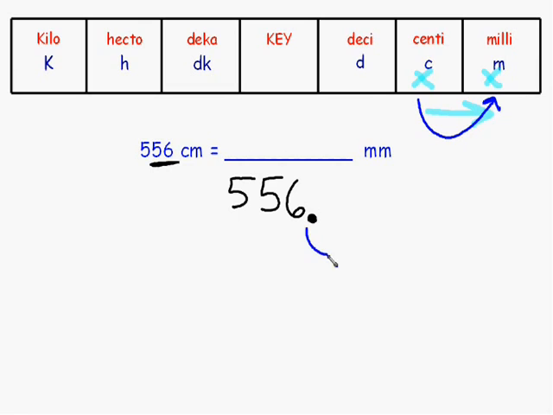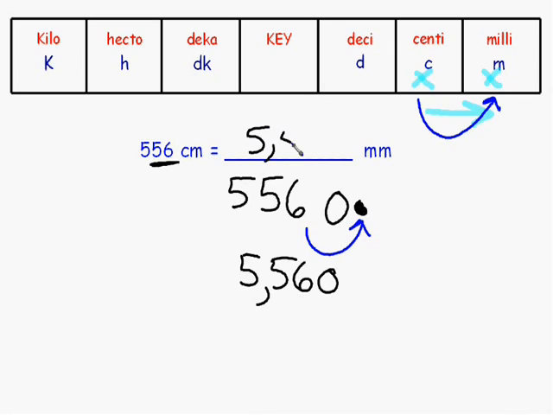Find your decimal down below, times 10. Put your new decimal up there. Fill the bucket with a 0. Get rid of the old decimal. Rewrite the naked number with a comma this time. And we find that 556 centimeters is 5,560 millimeters.